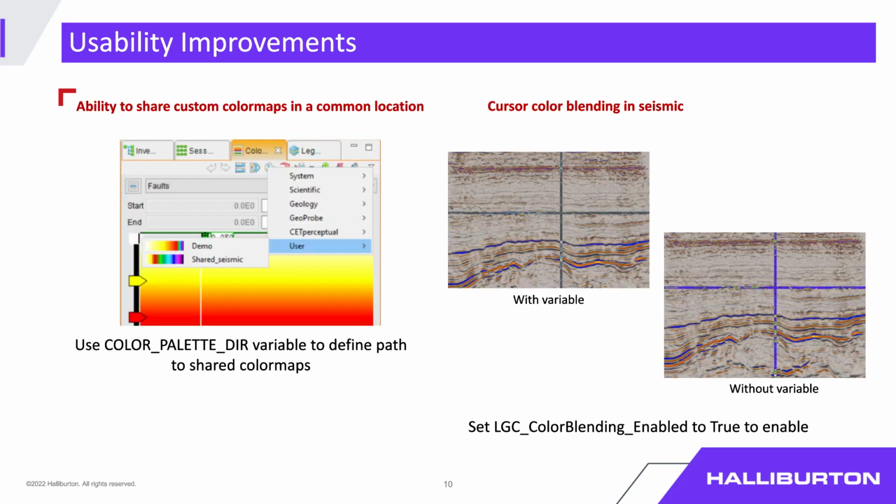Many companies have standards for color maps and want them to be consistent for reporting purposes. We have implemented a new variable that allows the software to consume color maps from a location that might be accessed by multiple users. If color maps are not sufficient, there is the new implementation of cursor color that helps visually impaired users to better see the cursor and operate by adjusting the colors when overlapping seismic. The variables shown in the slide might be set to enable these functionalities.